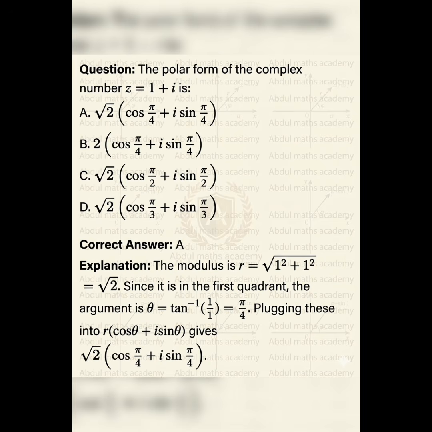Putting the values in r of cos theta plus iota sin theta, we get r equal to root 2 and theta equal to pi by 4. So the polar form is root 2 of cos pi by 4 plus iota sin pi by 4, which is the polar form from the rectangular form.